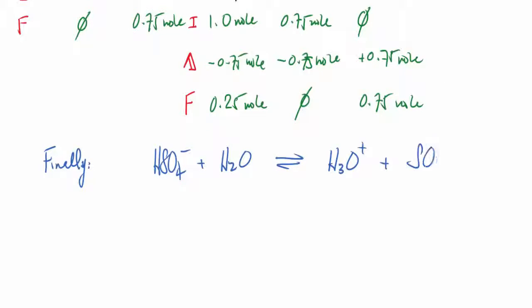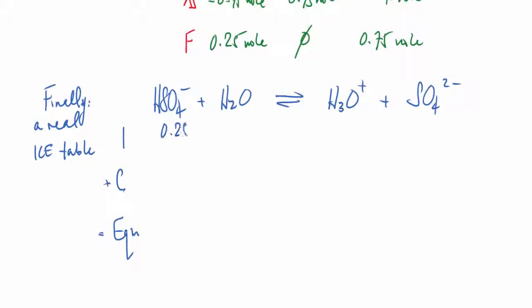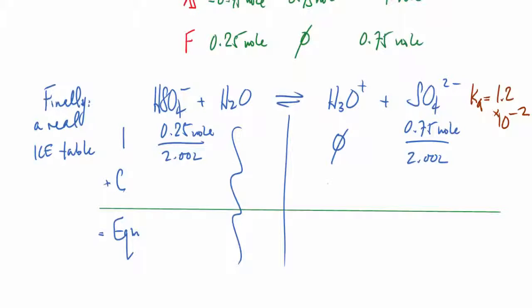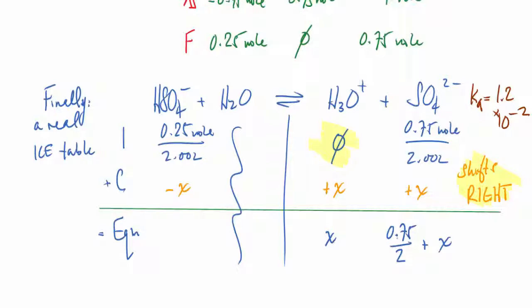Because there's bisulfate ion and sulfate ion still left in the solution, we have an equilibrium scenario, and now we'll use a proper ICE table. So there's 0.25 moles in 2 liters of the bisulfate, no hydronium ion, and 0.75 moles in 2 liters of the sulfate ion. That's left over from the previous step. This reaction will shift to the right with a Ka, as we see. It has to go right because there's no hydronium ion. So to the right we go, and these are the final equilibrium concentrations down here.